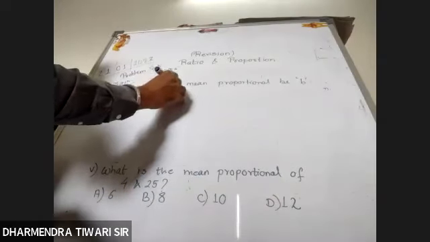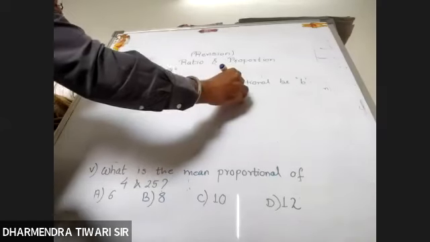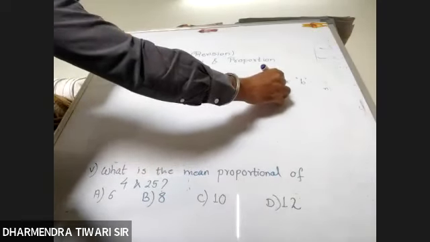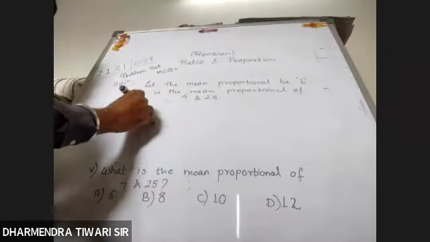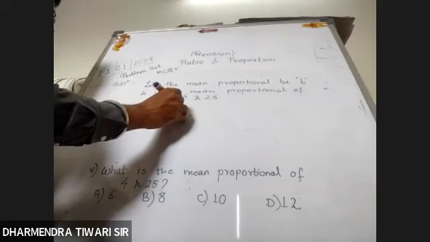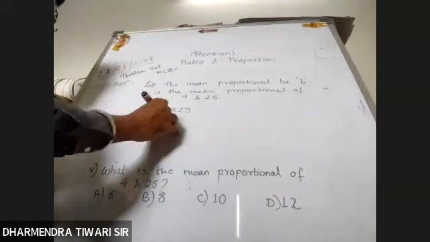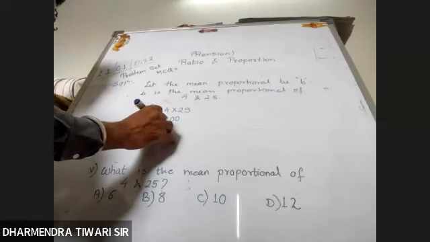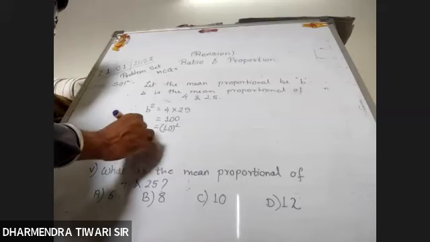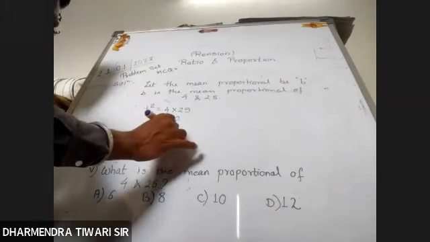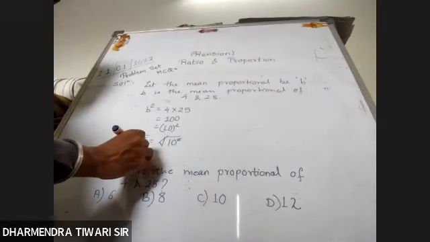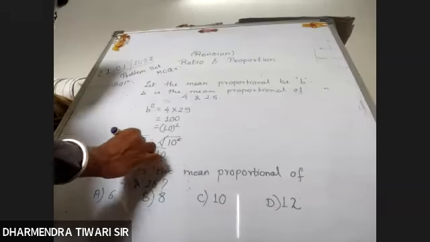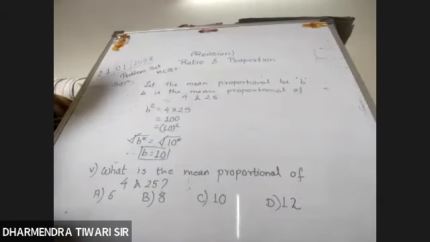B is the mean proportional of 4 and 25. So therefore, mean proportional means B square is equal to 4 into 25. 4 into 25 is 100. We can write it as 10 square. Taking square root on both sides, we get B is equal to root of 10 square. Square and root get cancelled. What remains? B is equal to 10. Just look which option is 10. Option C.